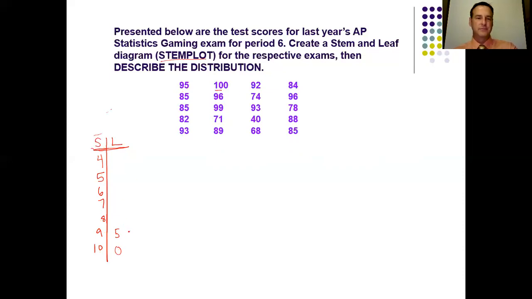92, 84, and then I'm just going to continue through all of my data. 96, 74, 96 again, 85, 99, 93, 78, 82, 71, 40, 88, 93, 89, 68, and 85.